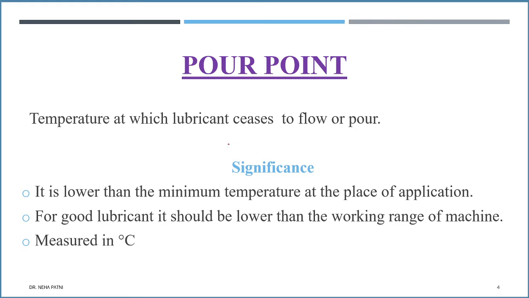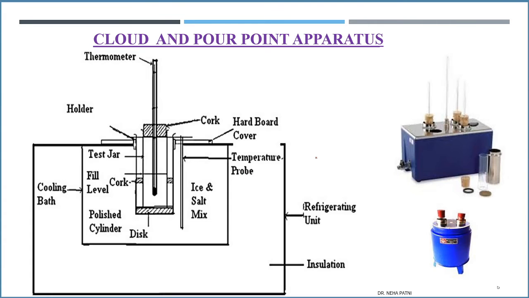Coming to pour point, it is the temperature at which the lubricant ceases to flow. So it stops pouring. That is the pour point temperature. Now let us go ahead with how you find it out.